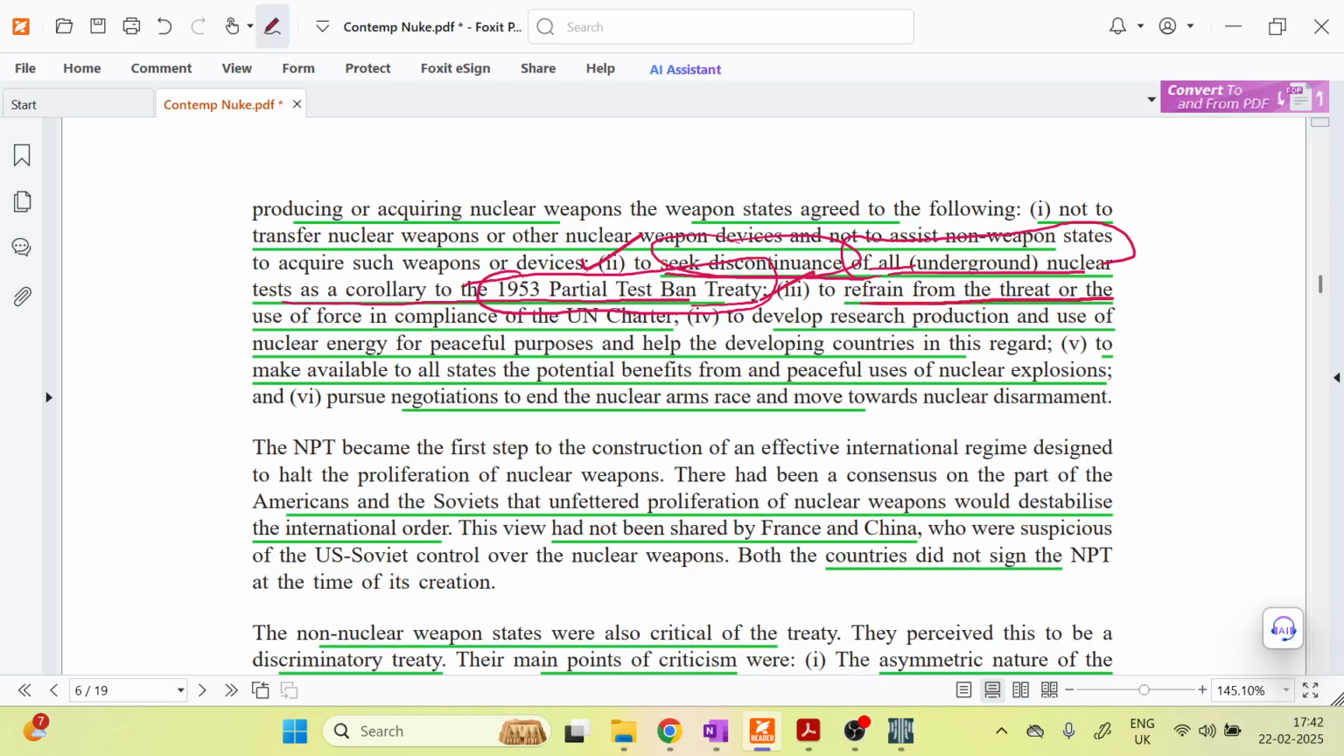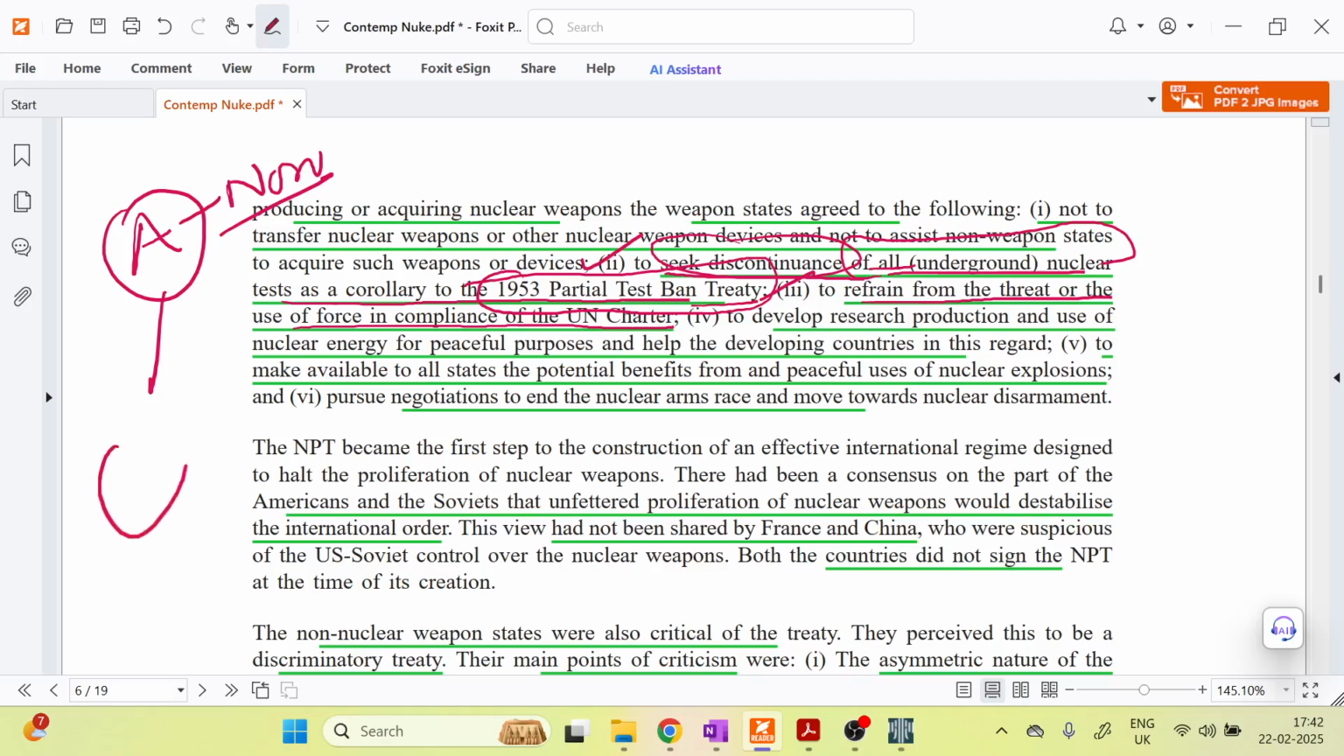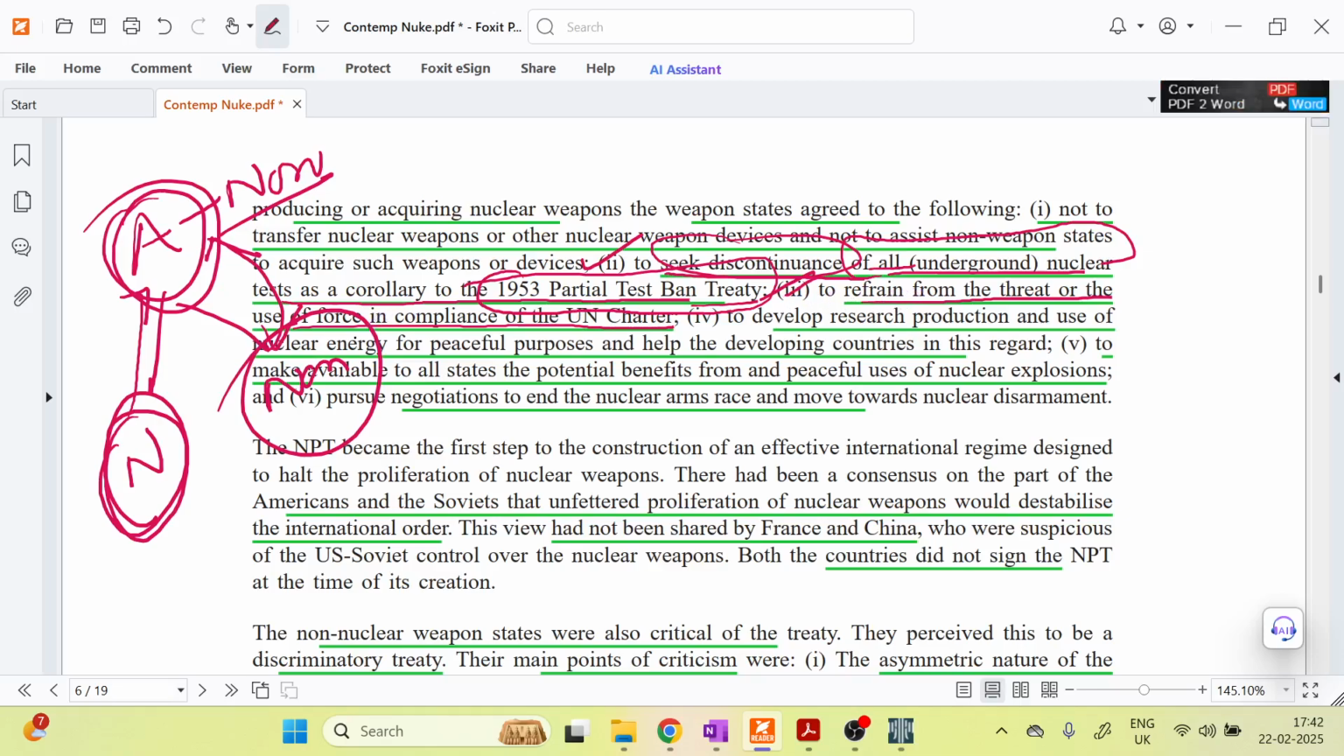Third, to refrain from the threat or the use of force in compliance with the UN Charter, which addresses the ultimate threat. When I say a country A is a non-nuclear state, it has a threat from two kinds of states: first, those that are nuclear, and second, those that are non-nuclear. The non-nuclear concern was addressed. Now, what if a nuclear state attacks a non-nuclear state using its nuclear weapons? This concern was addressed in that all such threats and all such use of force will be restrained.